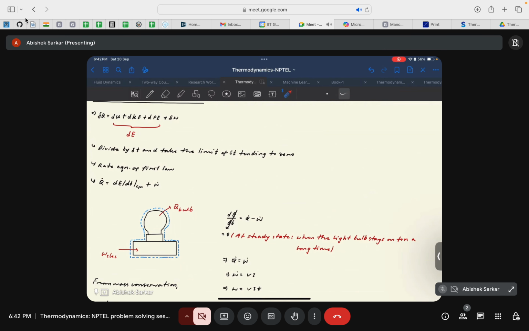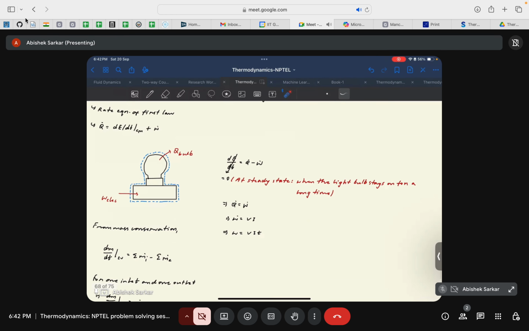So we have q dot is equal to dE by dt plus w dot. So it is the rate of change of heat is equal to the rate of change of energy plus the rate of change of work.